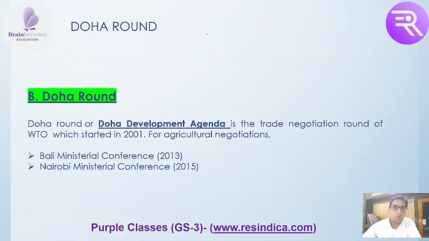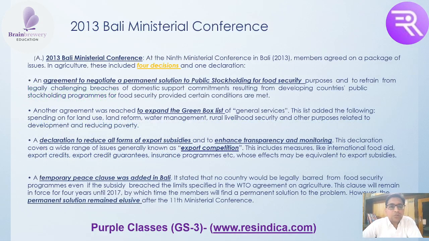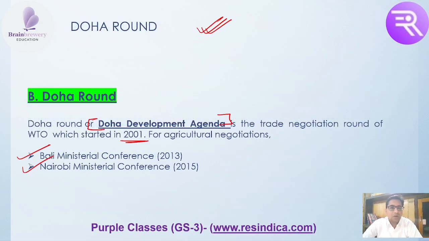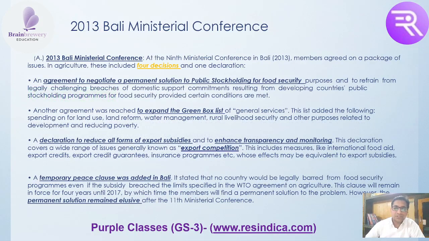Then we come to the Doha round. The Doha round is called the Doha Development Round, which started in 2001. Under the Doha Development Round, we have two conferences: the Bali Ministerial Conference in 2013 and Nairobi in Kenya that happened in 2015. So what happened in the 2013 Bali Ministerial Conference? Let's start doing that. Under the Bali Ministerial Conference, four important decisions have been taken and one declaration, right?